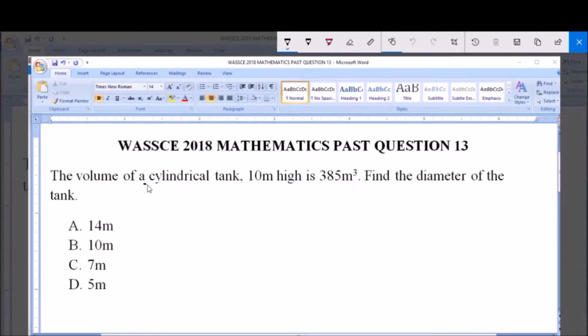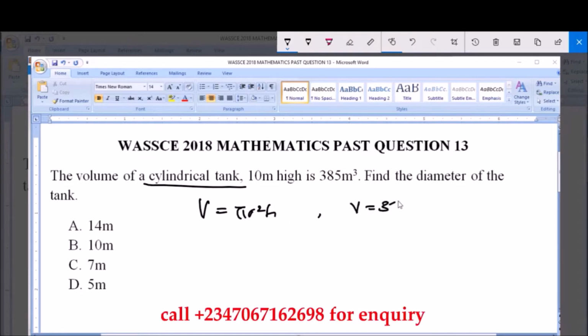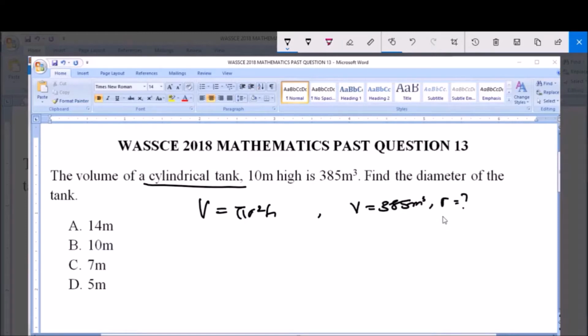Now a cylindrical tank, that is a cylinder, and the formula for calculating the volume of a cylinder is pi r square h. Now we're given that the volume is 385 meter cube. The radius is what we're looking for. For us to find the diameter, we have to find the radius, since we know that diameter d is equals to 2 times radius. Now the height is given to us to be 10 meters, and our pi is equals to 22 all over 7. So from this we can find the diameter of this tank by simply finding the radius first.